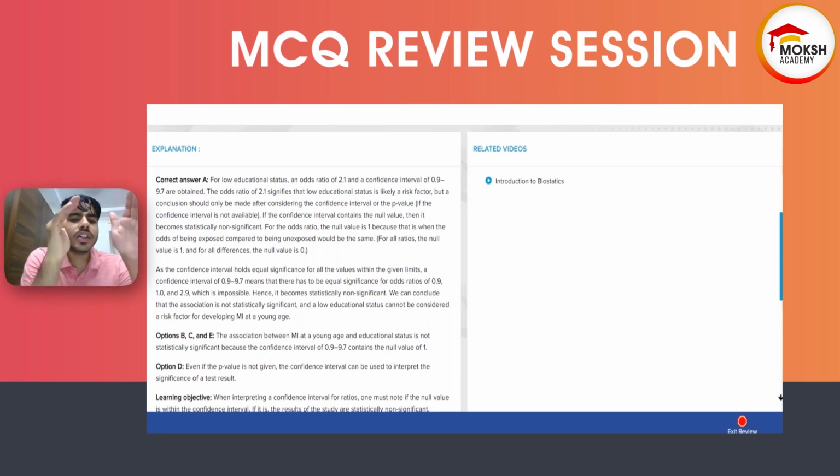As the confidence interval holds equal significance for all values within the given limits, a confidence interval of 0.9 to 9.7 means there has to be equal significance for an odds of 0.9, 1 and 2.9, which is impossible. Hence, it becomes statistically non-significant.